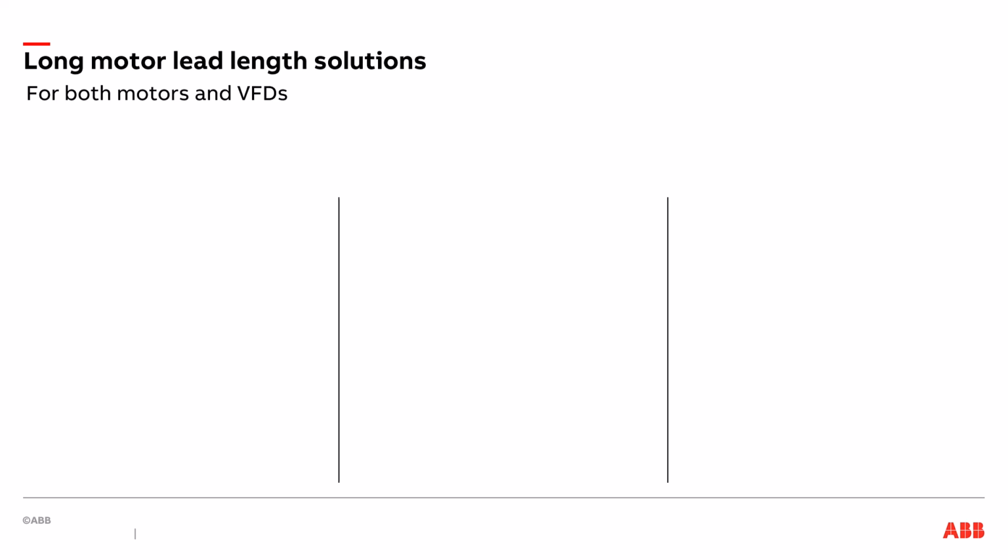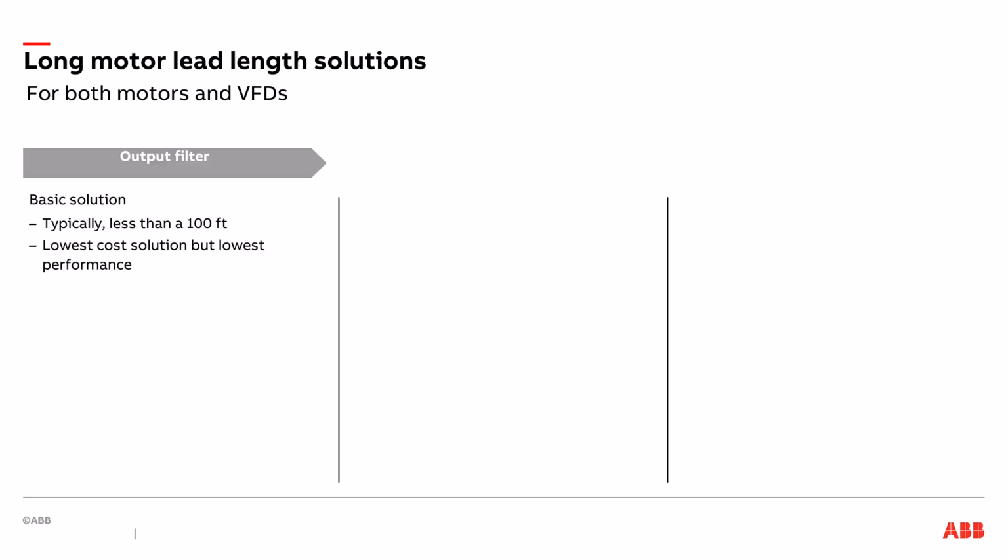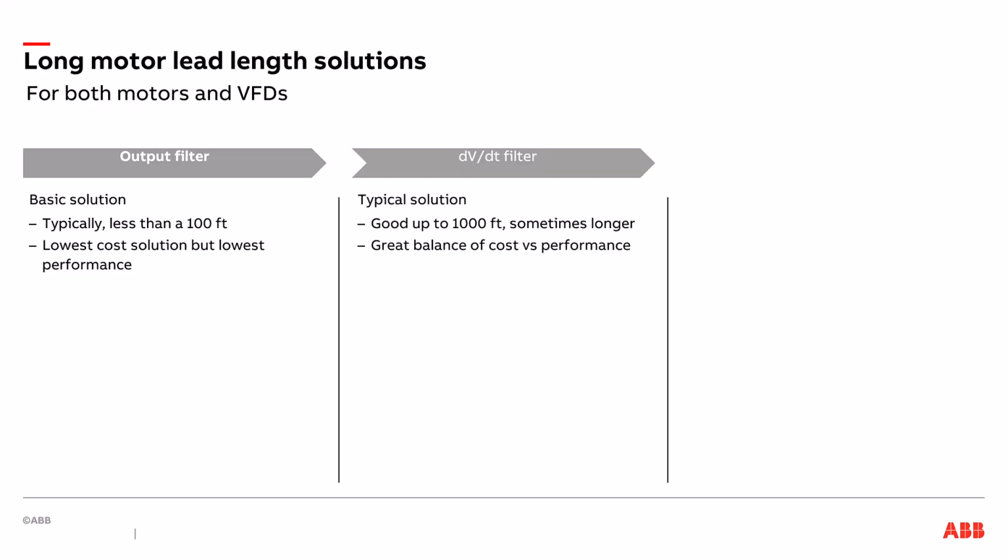There are 3 different industry solutions that protect both the motor and drive from reflective voltage waves. These are an output filter, which is the most basic solution, typically applied to distances less than 100 feet. A DVDT filter, which can support up to 1,000 feet and is a great balance of cost and performance.